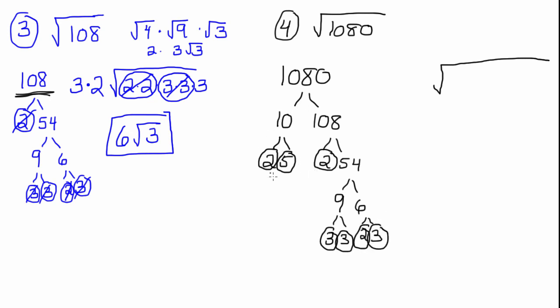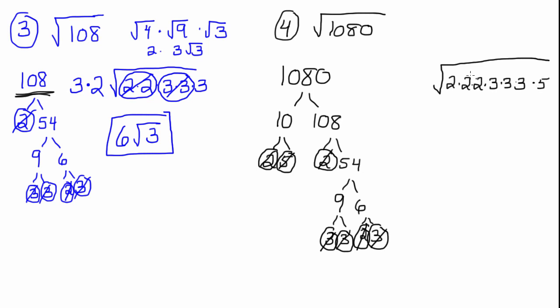Perfect. Okay, so I'm going to start with 2's. How many 2's do I have? 1, 2, 3. So I have three 2's, so 2 times 2 times 2. And then do I have any 3's? I do. I have three 3's. And do I have anything else? Yep, I have a 5.